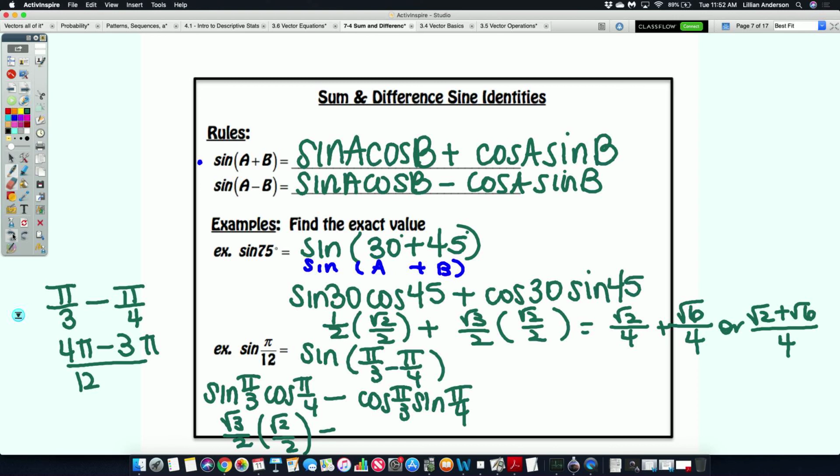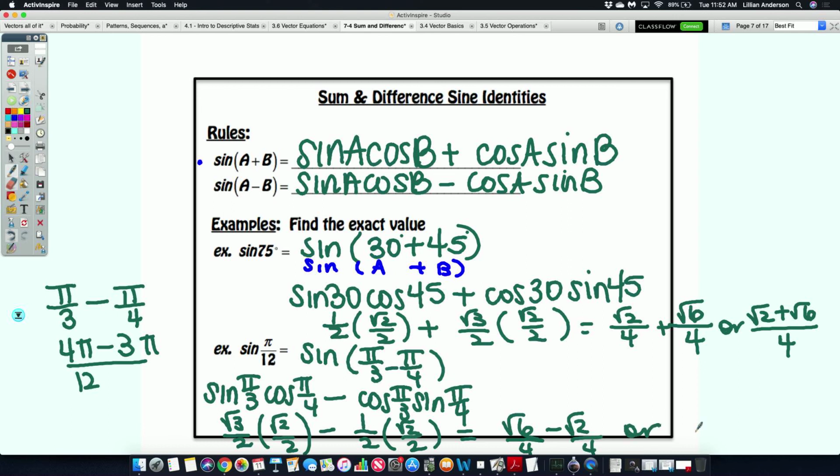What's the cosine of pi over 3? 1/2. And what's the sine of pi over 4? Square root of 2 over 2. And again, I multiply. This is going to give me the square root of 6 over 4 minus the square root of 2 over 4. And that's my exact answer.